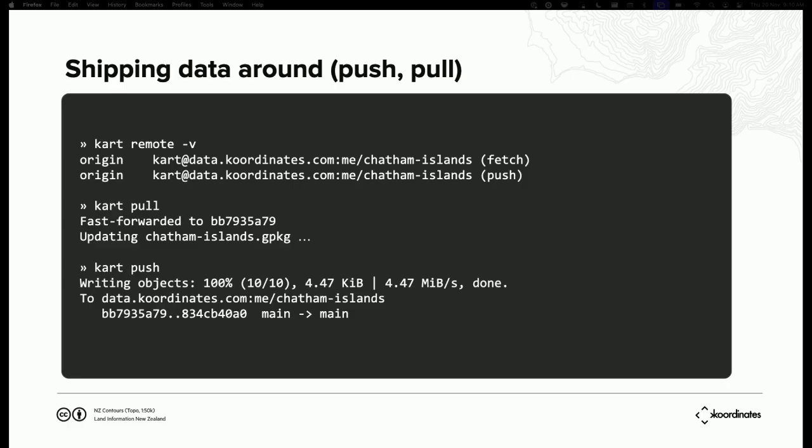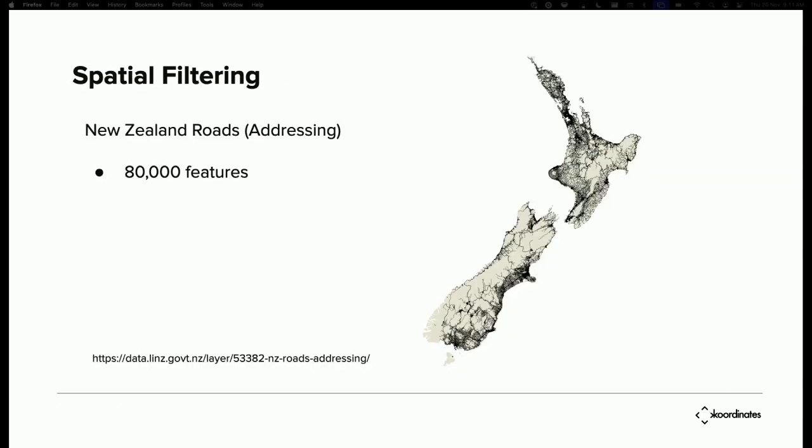Kart pushes things and pulls things around in exactly the same way that Git does. And what that means is that you can use GitHub if you want to, or any other Git hosting service, GitLab, Codeberg, whatever. So there's nothing special required on the server, and I say that with a little asterisk next to it, which I'll come to in a minute. So we'll get into some of Kart's more crazy features.